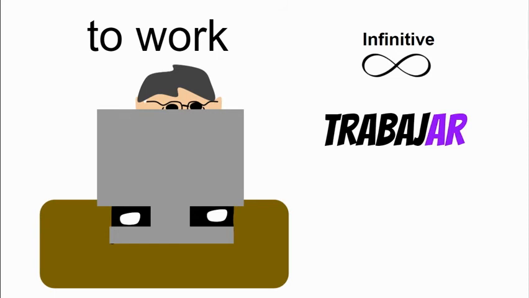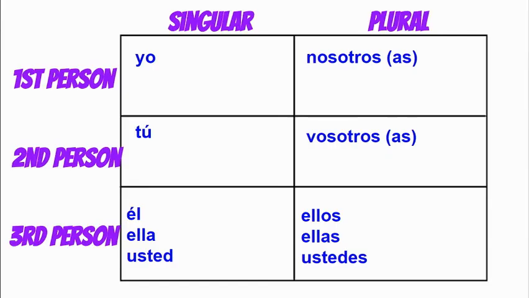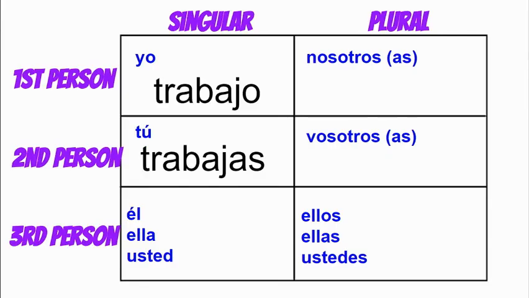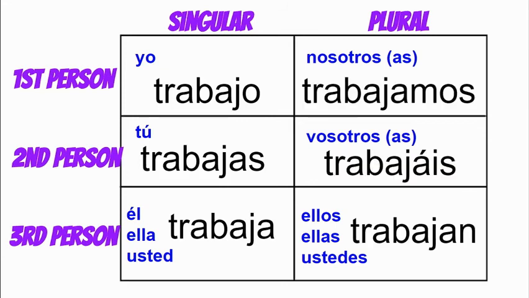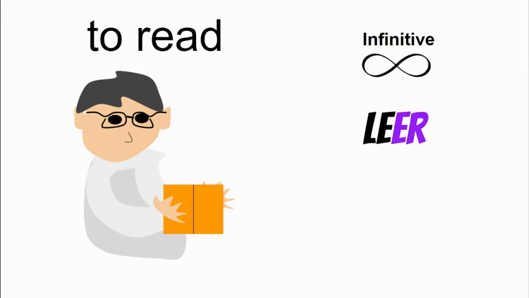When you look it up in the dictionary or on your vocab list, the infinitive is trabajar. I know it's the infinitive because it still has the AR attached. The stem is trabaj. I get that by dropping off the AR. So in my verb box, I'm going to put trabaj 6 times, and then I'm going to put my correct endings. Trabajo, trabajas, trabaja, trabajamos, trabajáis, trabajan.